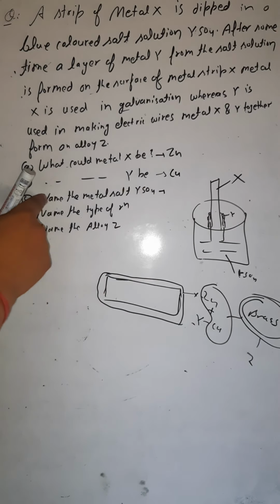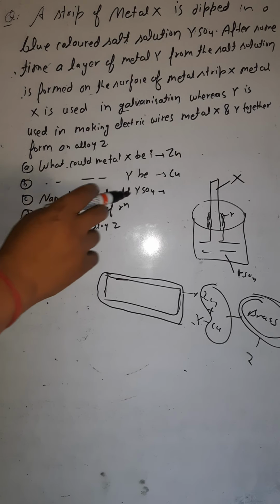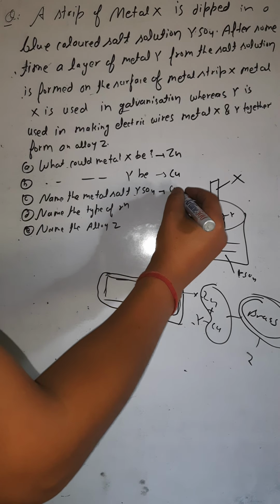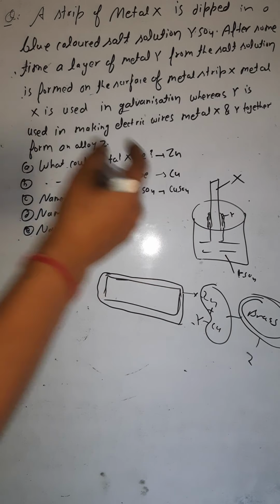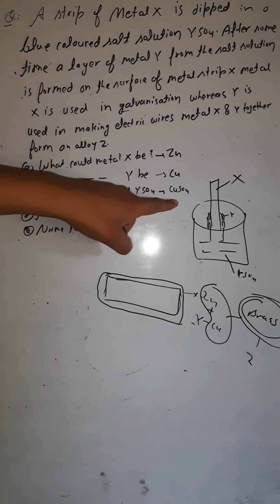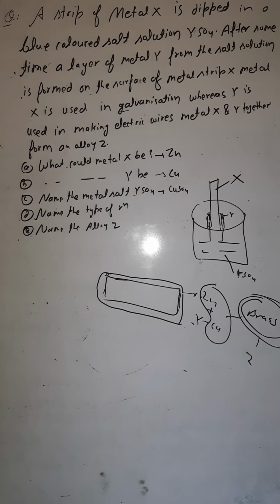Okay, next is, name the metal solution YSO4. So the solution is CuSO4, that is copper sulfate. And you must be knowing it is a blue colored salt solution. Copper sulfate has the color blue.